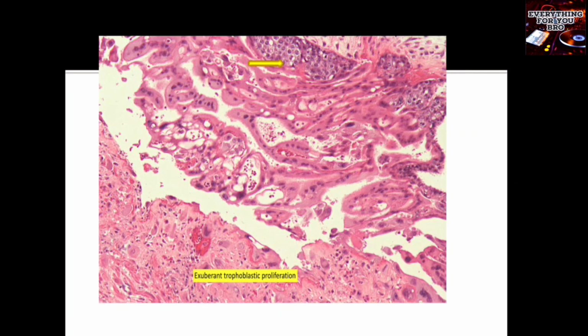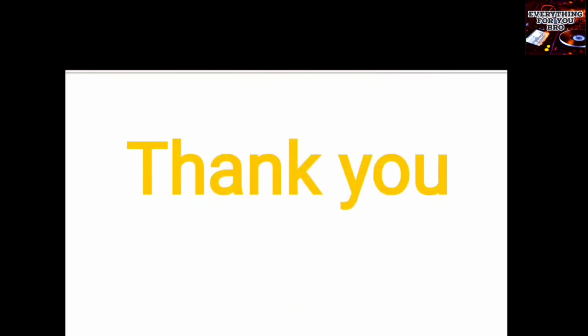So here you can see the exuberant trophoblastic proliferation. Here the arrow is showing the proliferated cytotrophoblasts. So with this we have covered a part of the gestational trophoblastic diseases.